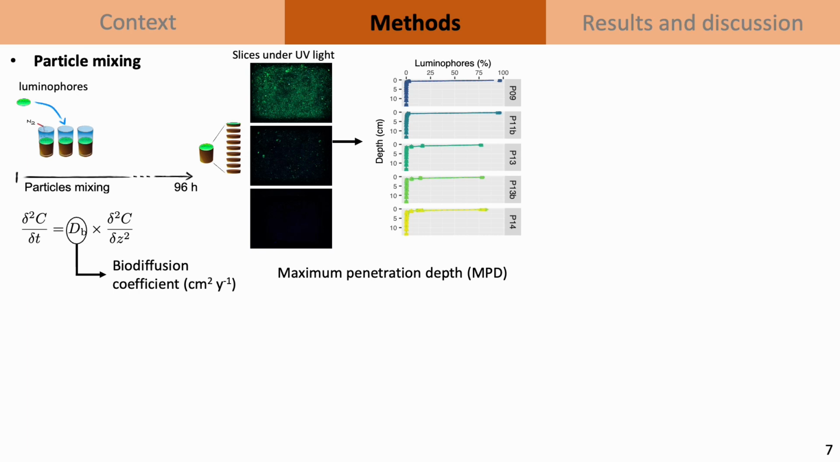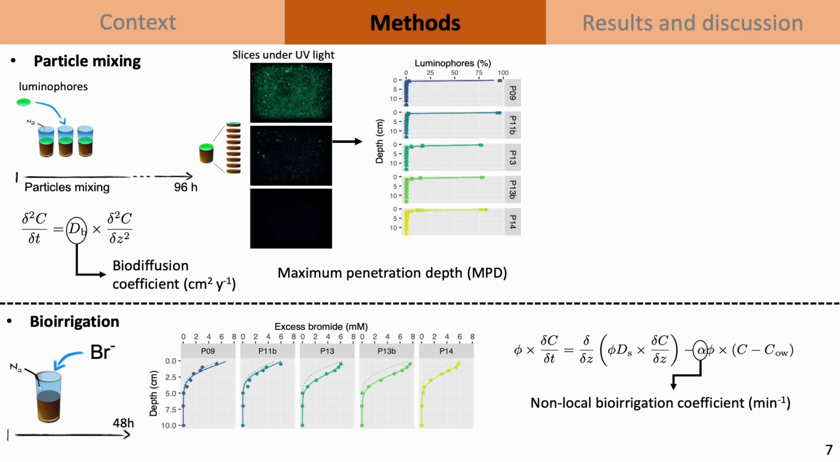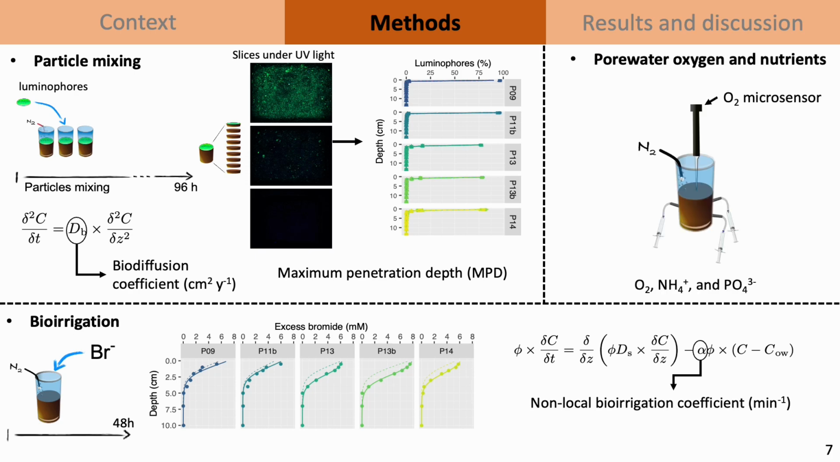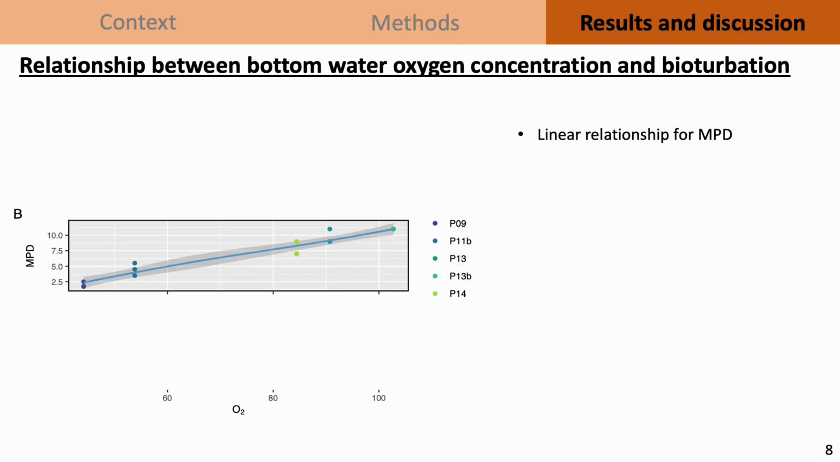Luminophores depth profiles are then used to compute a particle mixing coefficient as well as the maximum penetration depths of organisms. The assessment of bioirrigation is similar, but bromide is used as a solute tracer. And finally, oxygen distribution within the sediment was assessed using microsensors, and pore water samples were extracted for further nutrient analysis. Let's see the results.